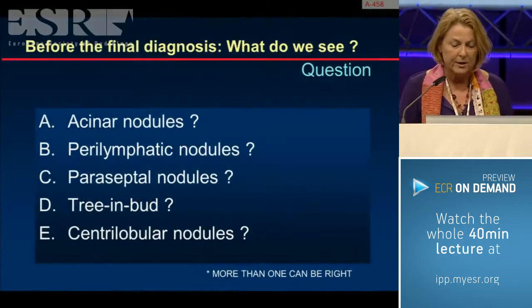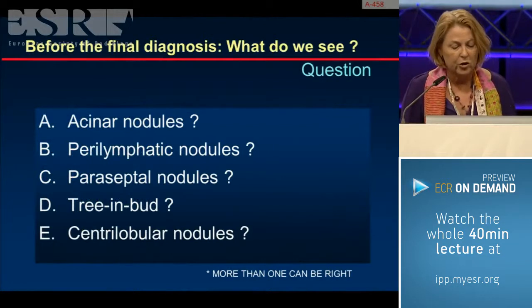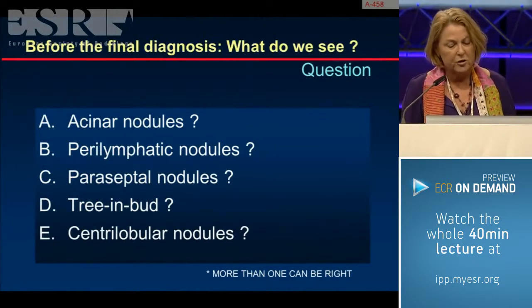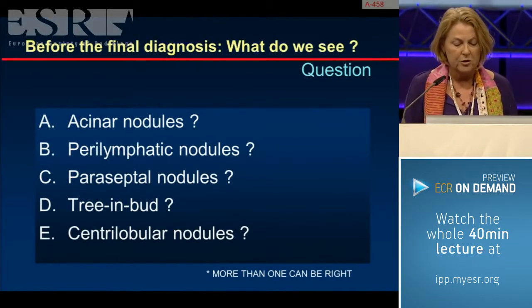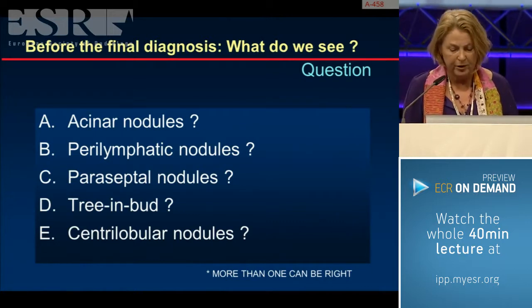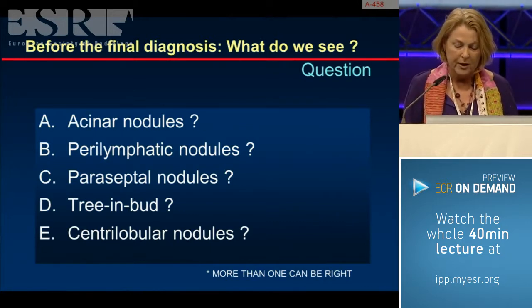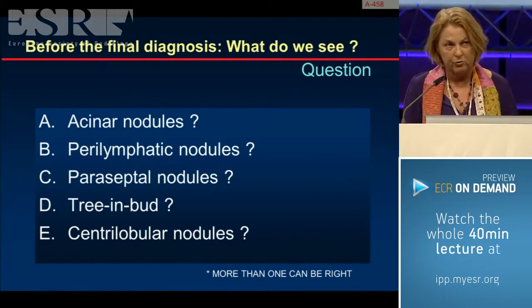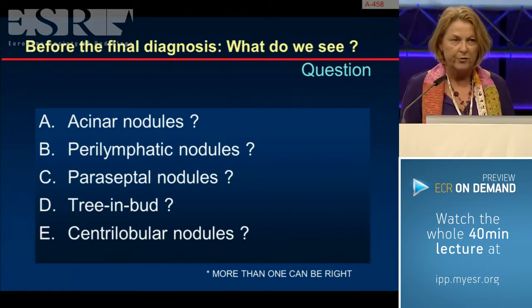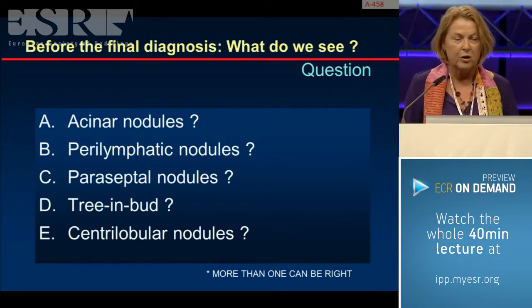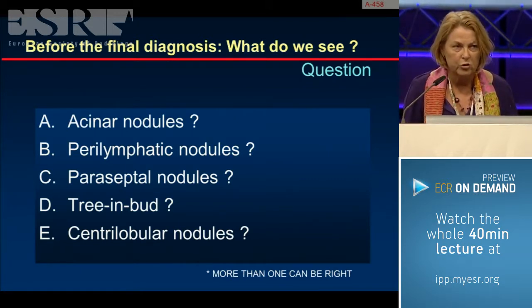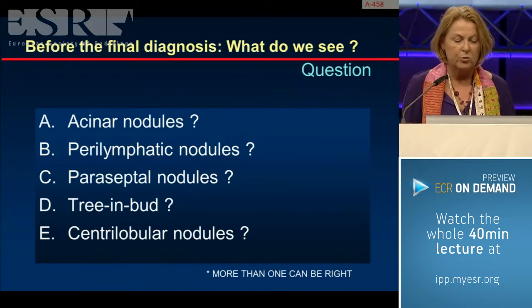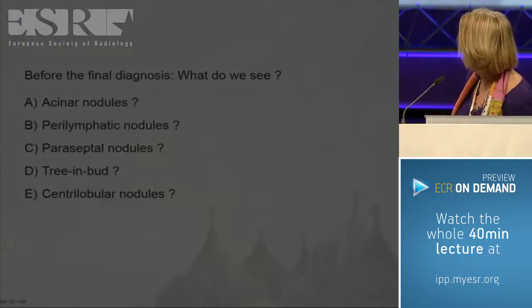The next question is, did you see acinar nodules, perilymphatic nodules, paraseptal nodules, tree bud, or centrilobular nodules? And I have to admit more than one can be right. Remember that I just analyzed with you, are these perilymphatic, along the septa, along the fissure? Is this an equal distribution which we would expect in a random distribution? Please vote.